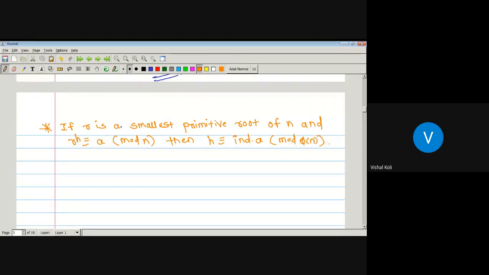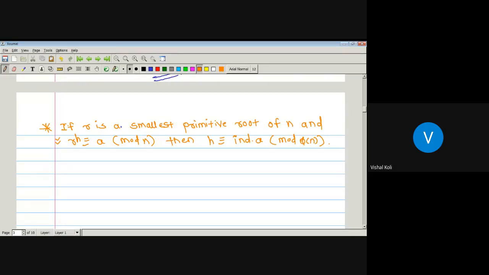Here we are given r is the smallest primitive root of n. That is, r to the power phi of n is congruent to 1 modulo n, and r to the power k is not congruent to 1 modulo n whenever k is less than phi of n. And also we are given r to the power h is congruent to a modulo n. Then by the definition of index of an integer a which is relatively prime to n, h is nothing but the index of a modulo n, that is what we are given, and from that we have to prove that h is congruent to index of a over modulo phi of n.